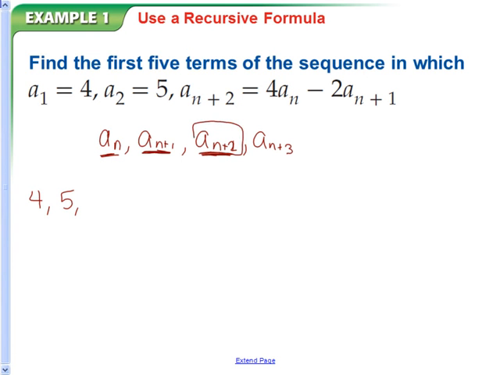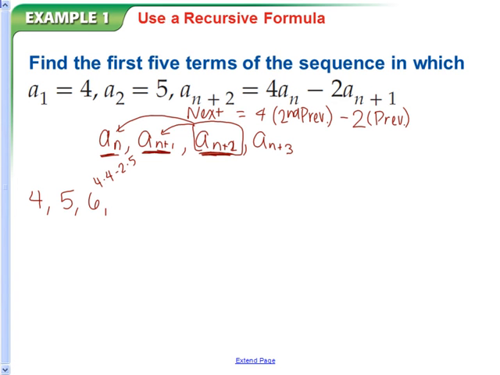So if I'm finding this one, I'm going to say my next one equals 4 times, now if you look, this one is 2 back, so the second previous, we'll call that, minus 2 times n plus 1 is only 1 back, just our previous one. So we have to take 4 times our second previous, go back 2 spots, so 4 times 4 minus 2 times our previous, which is 5. So 16 minus 10 is 6.